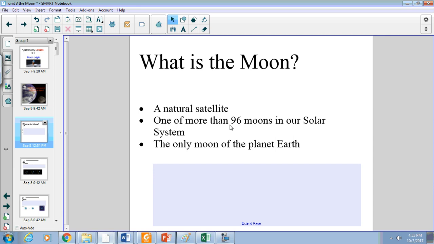The moon is Earth's only natural satellite. It's the only thing we got. We have many artificial satellites, but as far as natural, the moon is primo uno, number one. One of many moons that are in our solar system, and like I said, only moon of Earth. What else do we got?